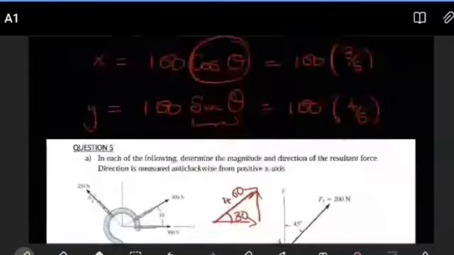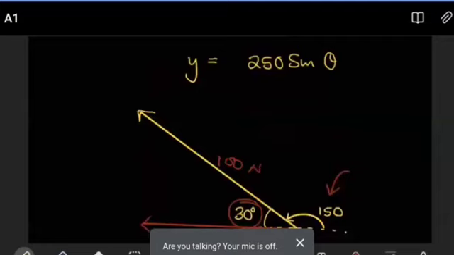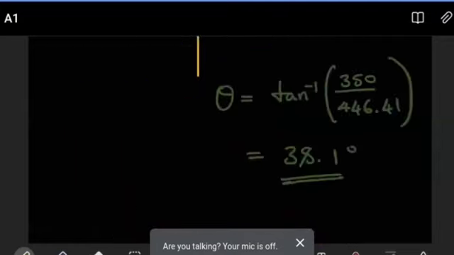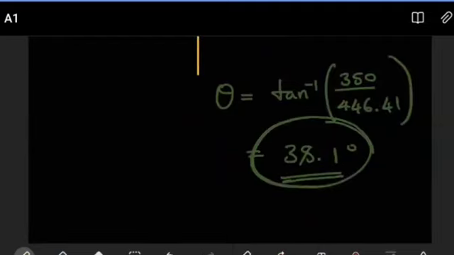The question wanted what? Determine the magnitude and direction of the resultant. So there we have it. The magnitude is 567.26 newtons. The direction is 38.1 degrees. Are we okay with that?